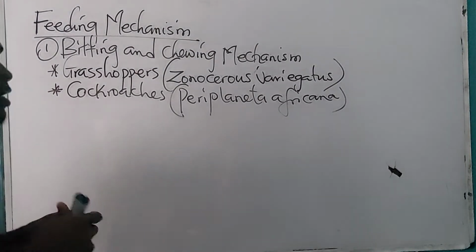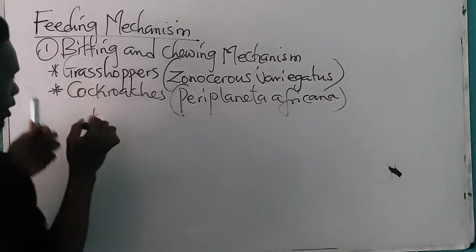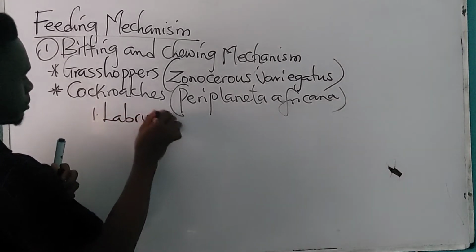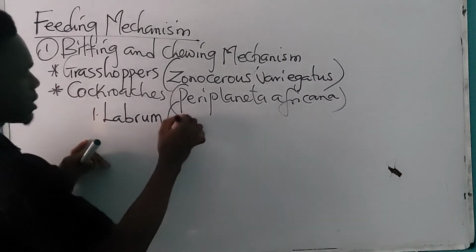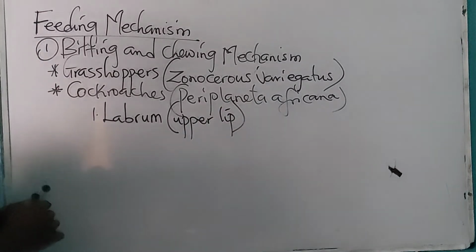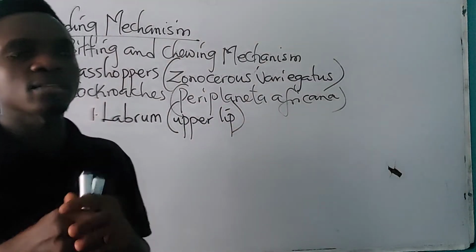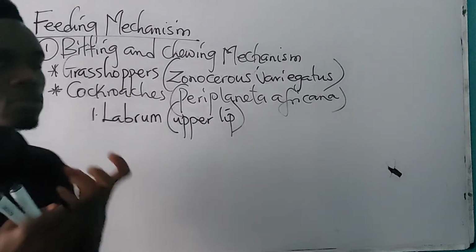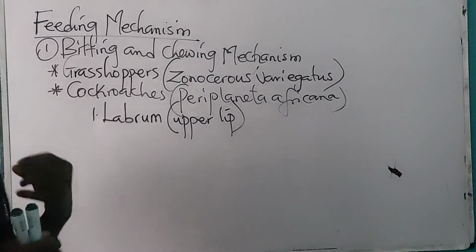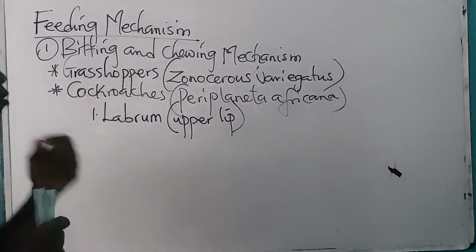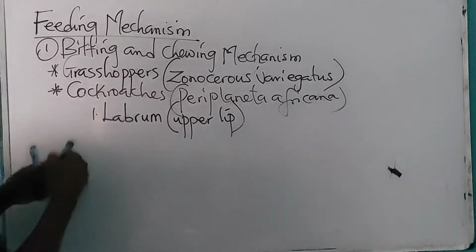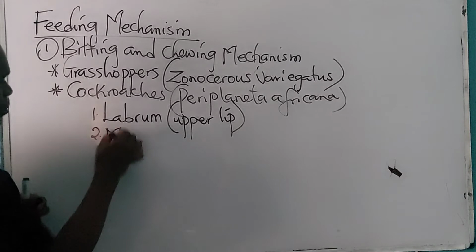Now, what are these organs? Number one, they have what they call the labrum. This labrum is otherwise called the upper lip. This labrum helps or prevents food materials from falling off the mouth of these organisms. Labrum is otherwise called what? Upper lip.